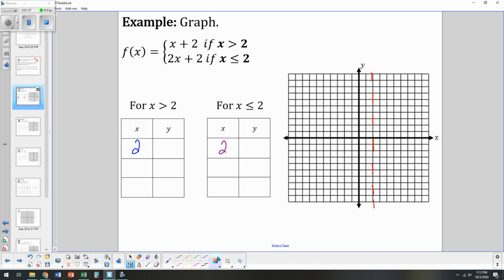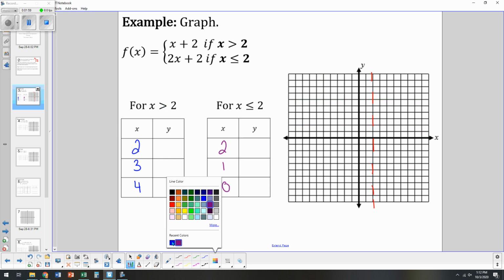Since this is x is greater than 2, I'm going to pick other numbers that are bigger than 2 to complete my problem. So I could choose 3 and 4. For less than or equal to 2, I'm going to pick numbers that are smaller than 2. So I could pick 1 and 0. Greater than did not have the equal sign, so that is going to be an open circle. And this one, the 2 did have the or equals, so that's going to be a closed circle.